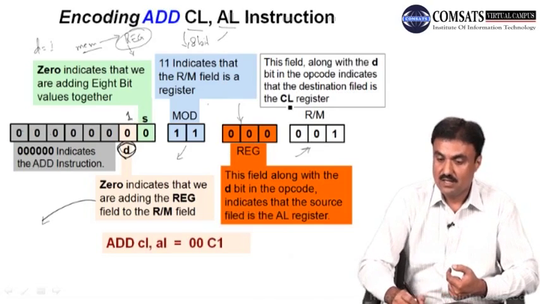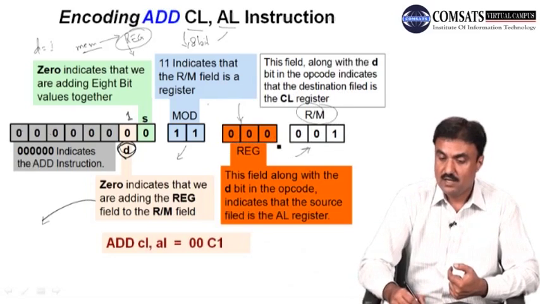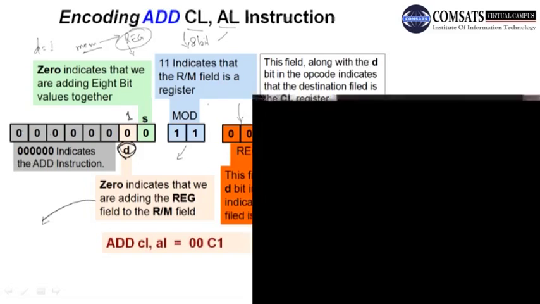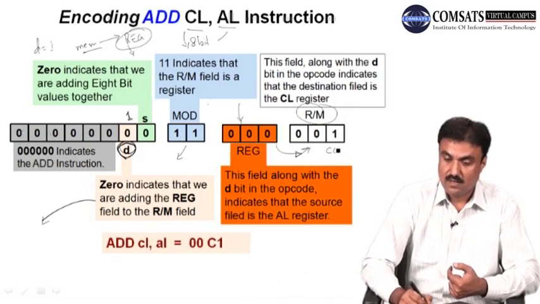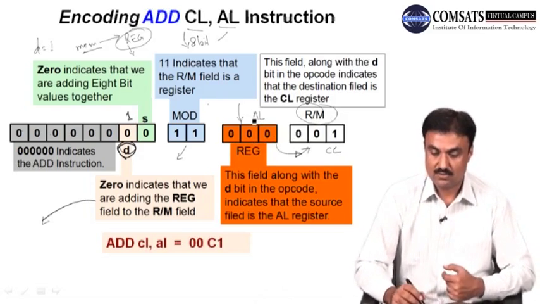Otherwise, if you want to show destination as AL or source as AL, whatsoever, it depends on the direction bit. So if it is 0, 0, 0, it means we have the destination register AL. If it is 0, 0, 0, 1 in the RM, it is CL, and this one is AL. It is shown as AL, and so on.